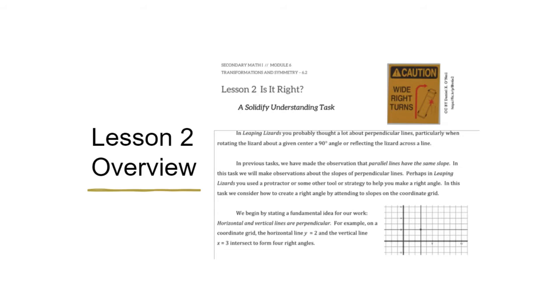Horizontal and vertical lines are perpendicular. It's very important to note that. Horizontal and vertical lines are perpendicular. They are always going to be perpendicular. On the grid, y equals 2 and x equals 3 intersect to form 4 right angles.